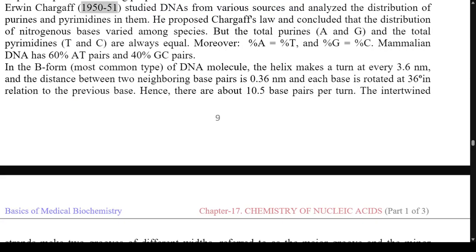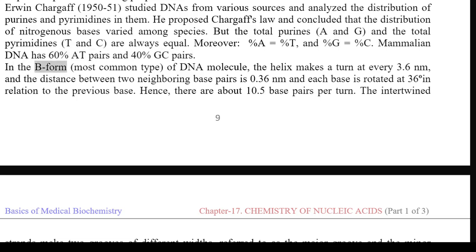Erwin Chargaff, 1950–51, studied DNAs from various sources and analyzed the distribution of purines and pyrimidines in them. He proposed Chargaff's law and concluded that the distribution of nitrogenous bases varied among species. But the total purines, A and G, and the total pyrimidines, T and C, are always equal. Moreover, %A equals %T, and %G equals %C. Mammalian DNA has 60% AT pairs and 40% GC pairs.